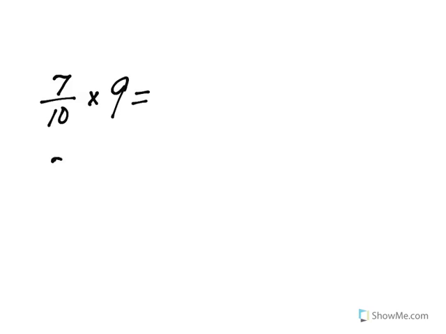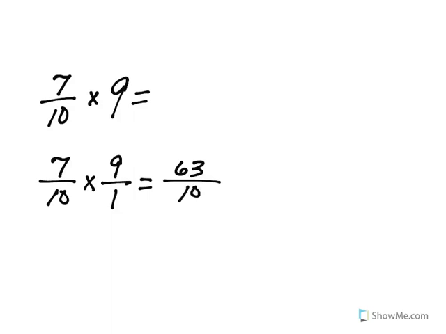I now know I can just put 7 tenths times 9 over 1. That's going to work out for me. So 7 times 9, of course, is 63, and 10 times 1 is 10. Now I want to divide my 63 by 10. 63 divided by 10 is 6, and 6 times 10 is 60. I subtract and I have 3 left.